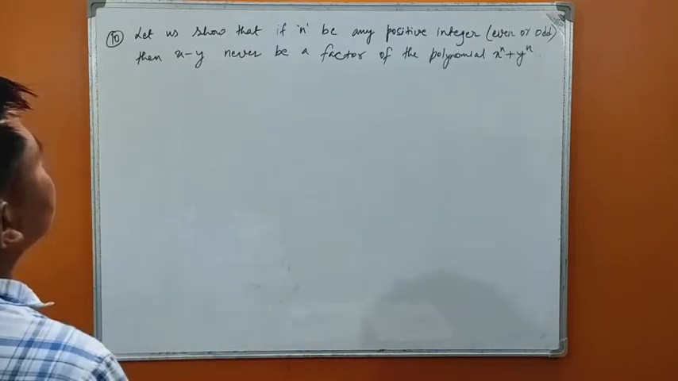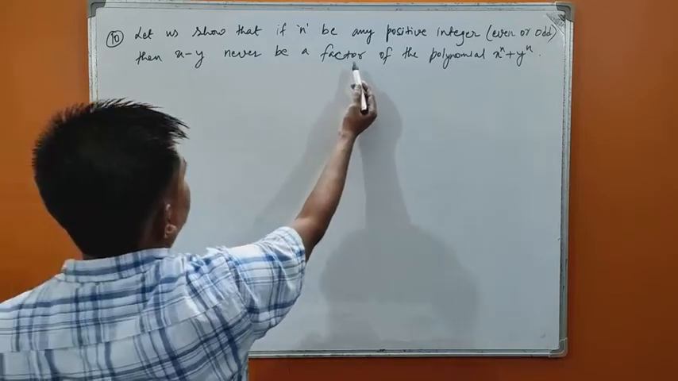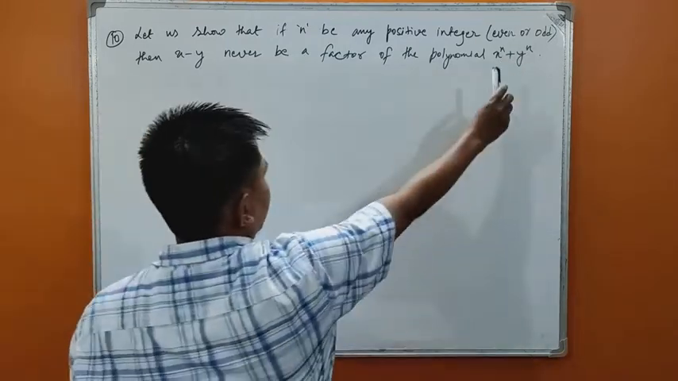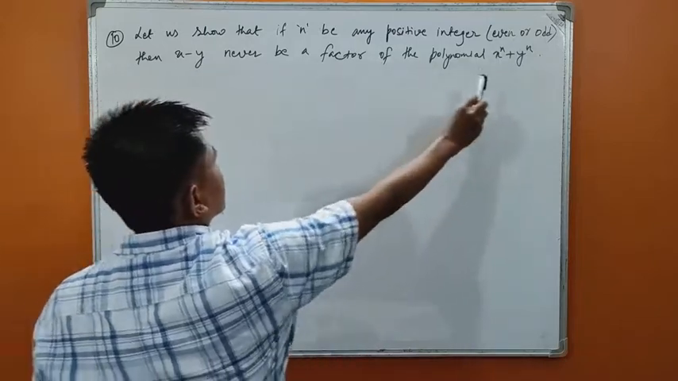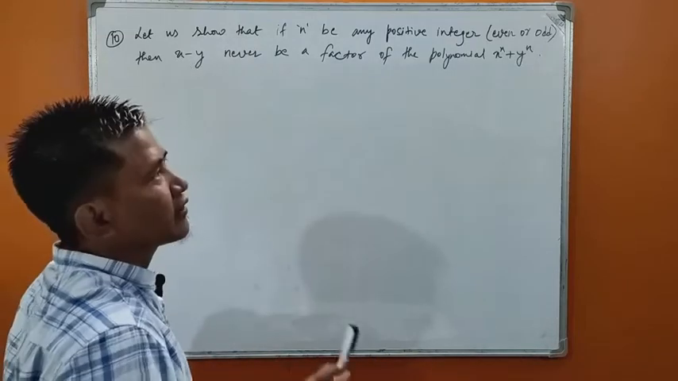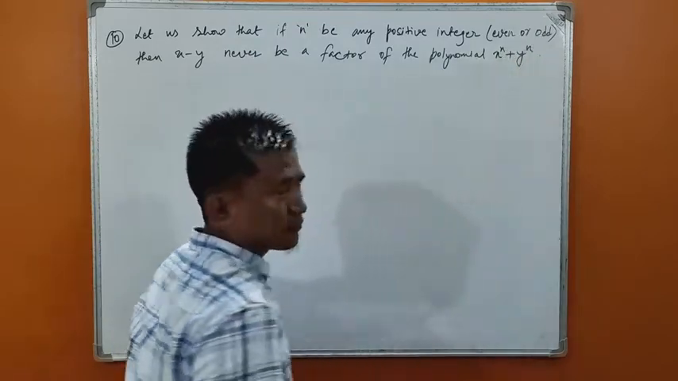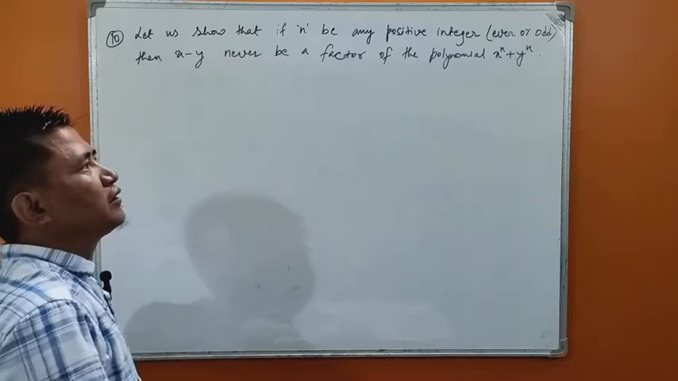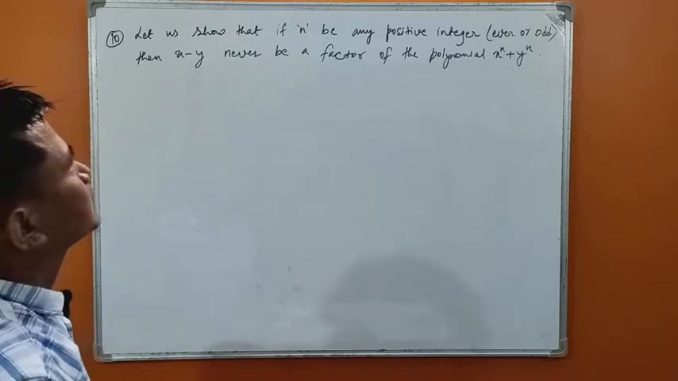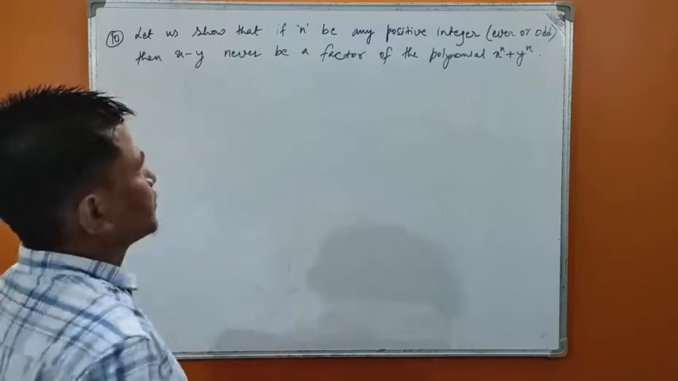Number 10, let us show that if n be any positive integer, even or odd, then x minus y can never be a factor of the polynomial x to the power n plus y to the power n. Which means when this expression is divided by x minus y, the remainder will never be 0 for any value of n, even or odd. So x minus y will never be a factor of this polynomial.